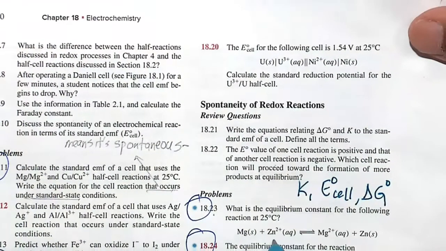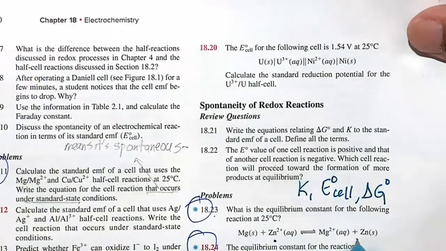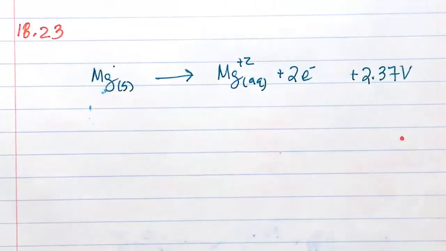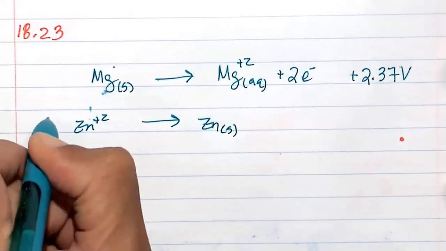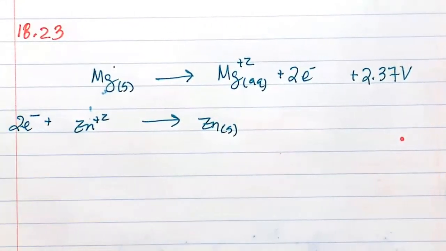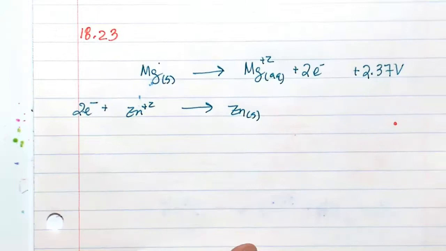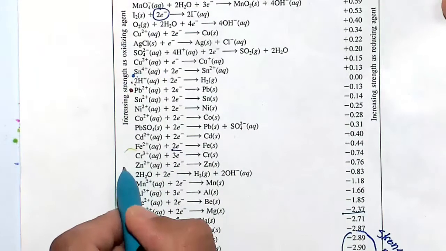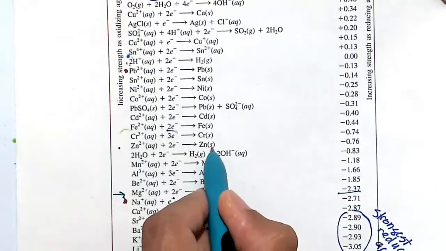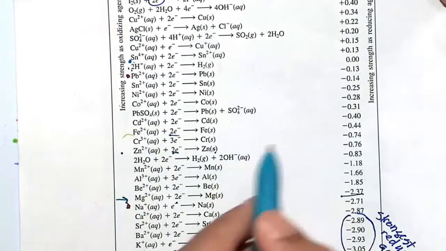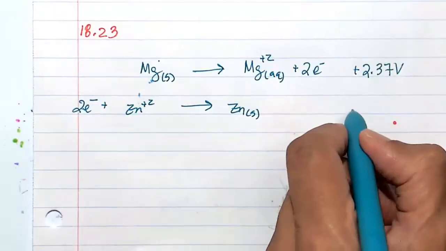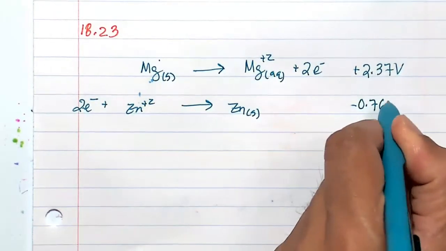And then we have zinc plus 2 going to zinc solid. Let's balance out the charge with 2 electrons. This is a reduction half reaction. So where is zinc here? Here is zinc. Zinc plus 2 going to zinc solid, gaining 2 electrons. That is minus 0.76 volts.